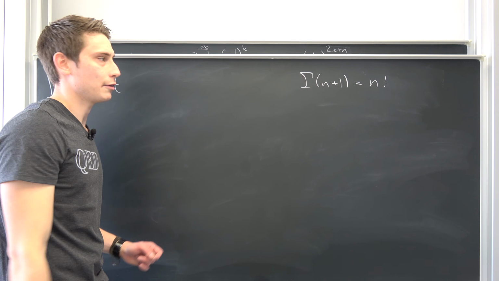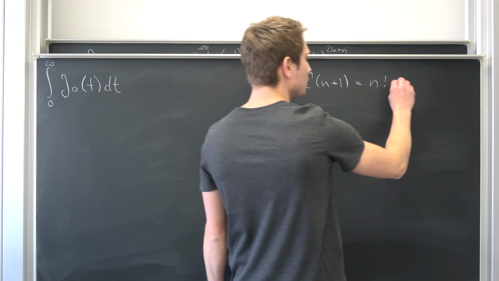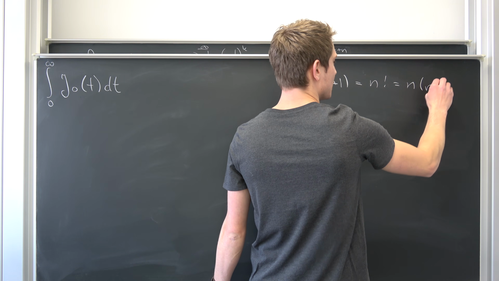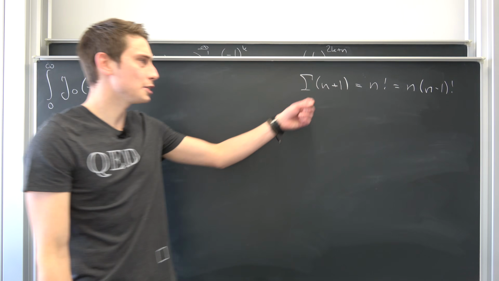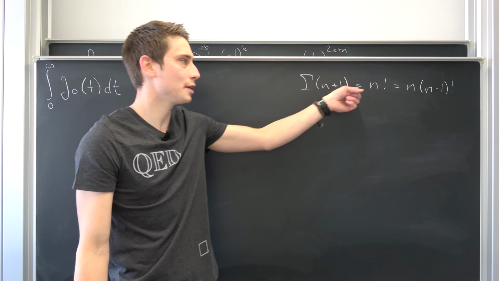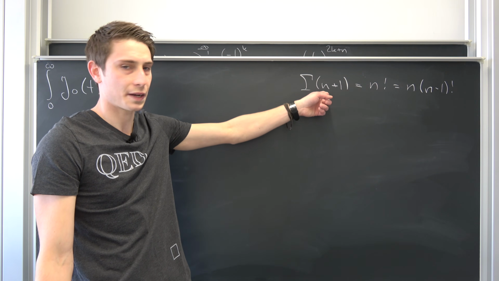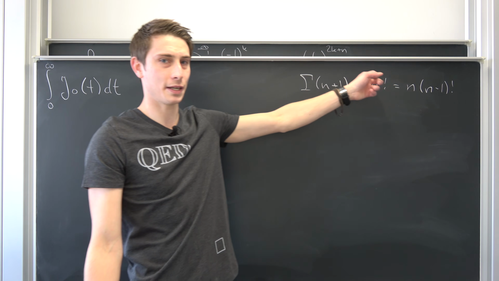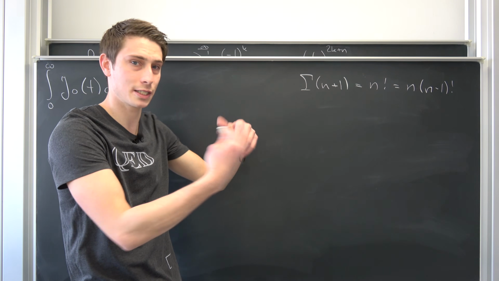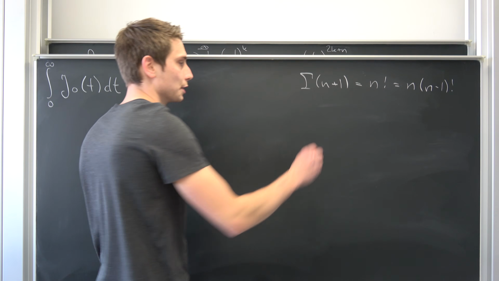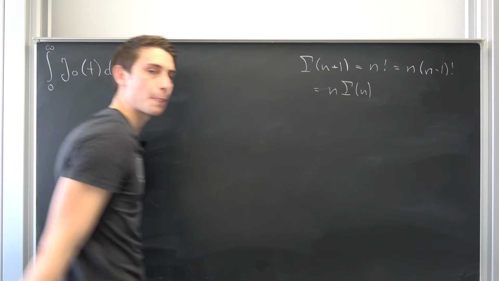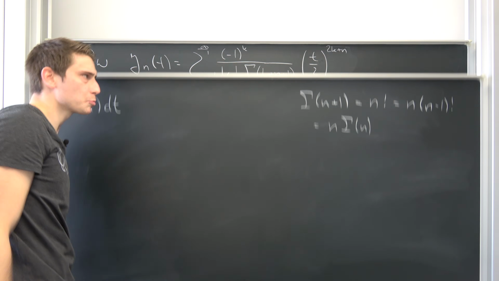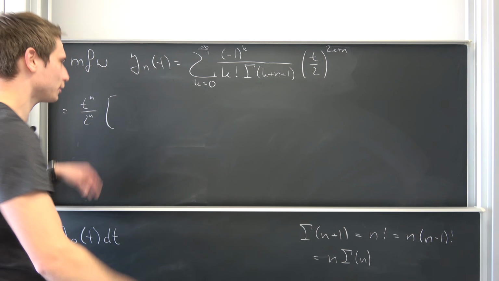But what is n factorial? Well, n factorial is nothing but n times n minus 1 factorial. By this definition, gamma of n plus 1 is n factorial, so gamma of n is nothing but n minus 1 factorial. So it's recursively defined. This right here is nothing but n times gamma of n. Keep this property in mind. We are going to use it extensively now.